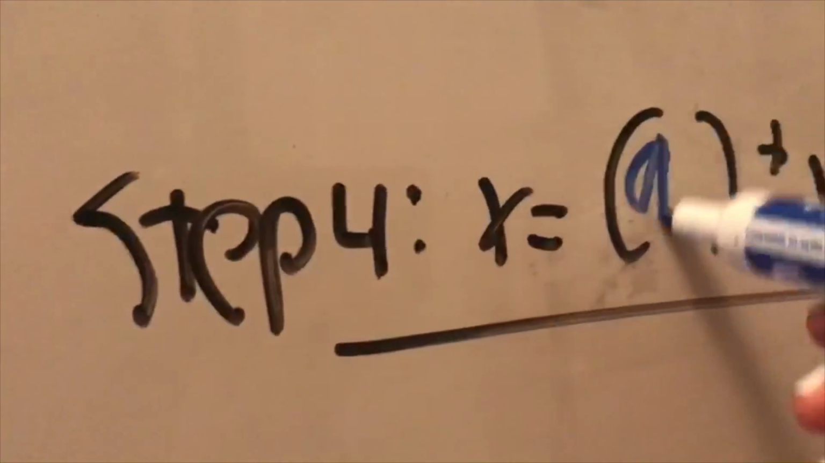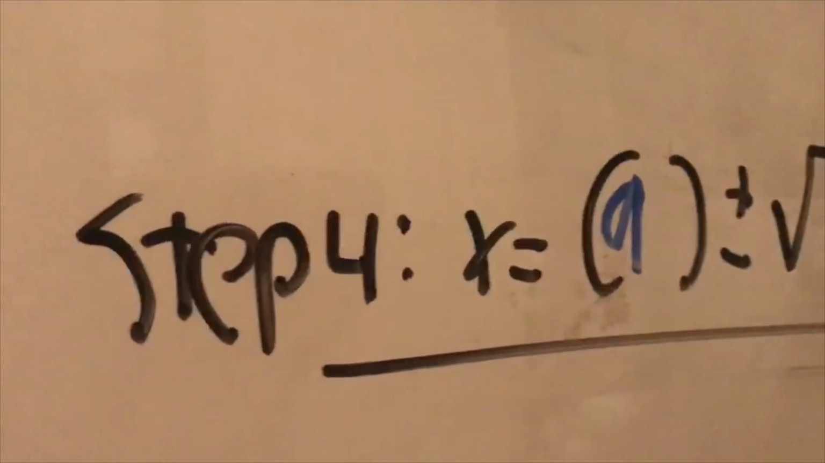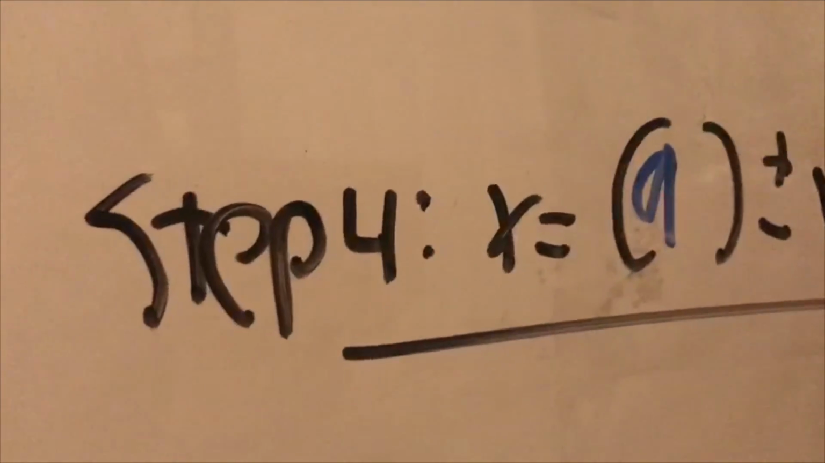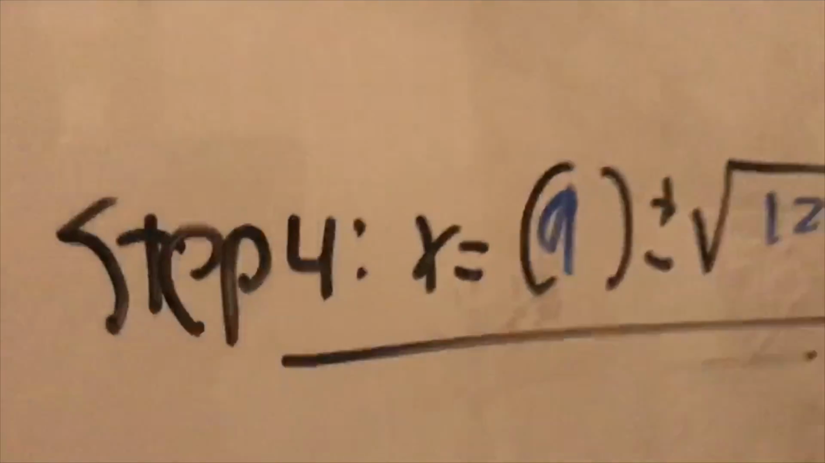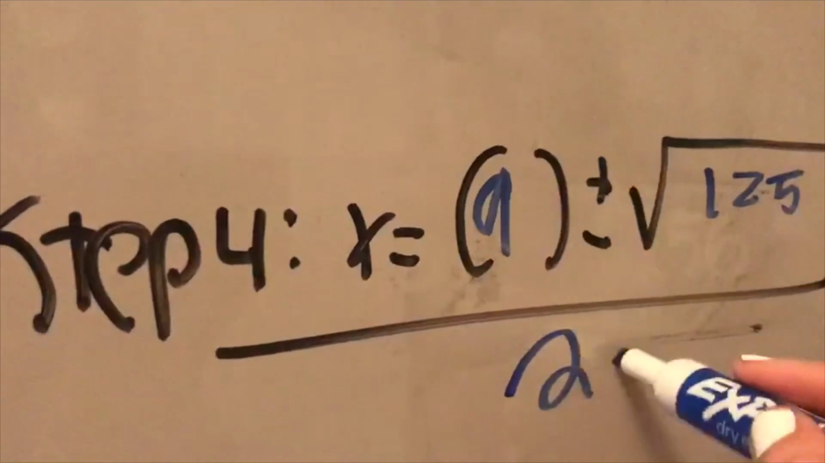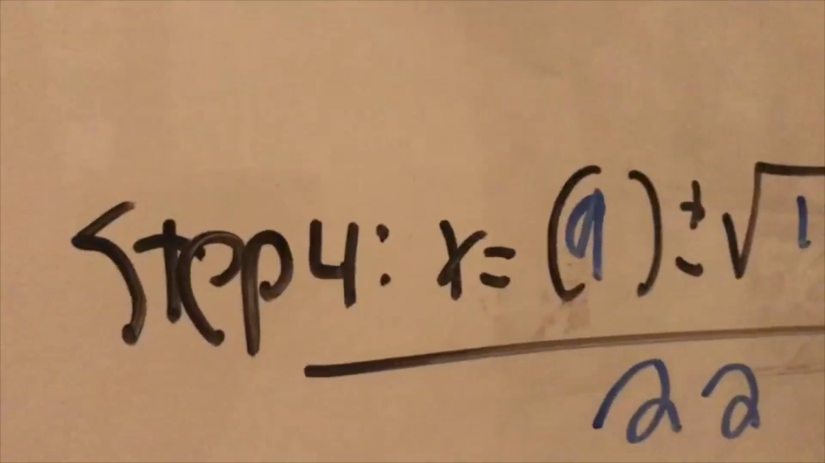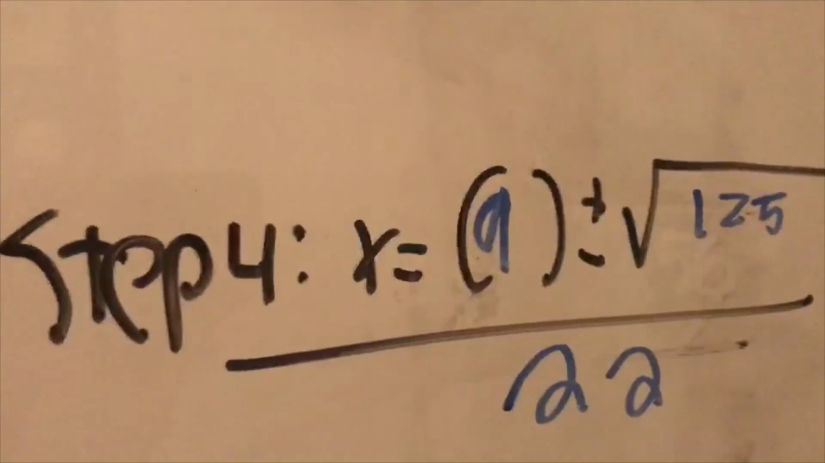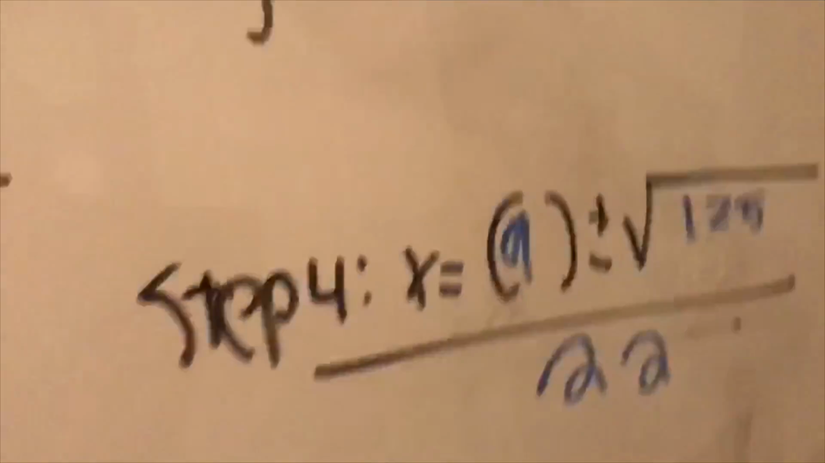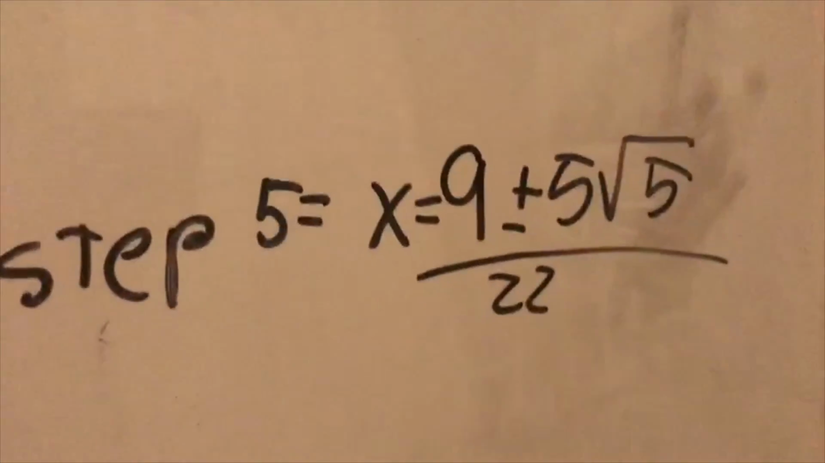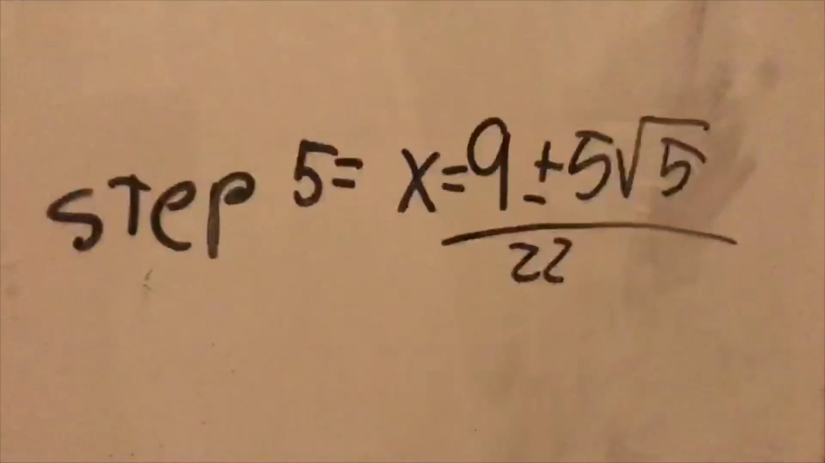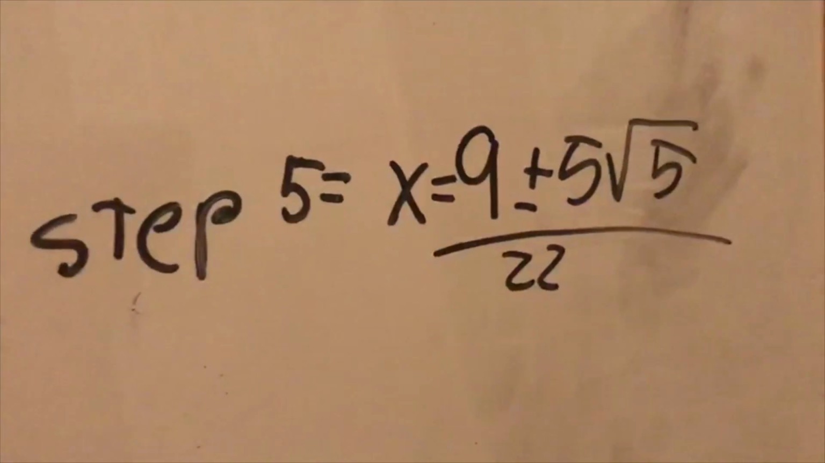So then you simplify that even more, so it's x equals 9 plus or minus the square root of 125 over 22. So then the square root of 125 is 5 square root of 5. So the answer is x equals 9 plus or minus 5 square root of 5, over 22.